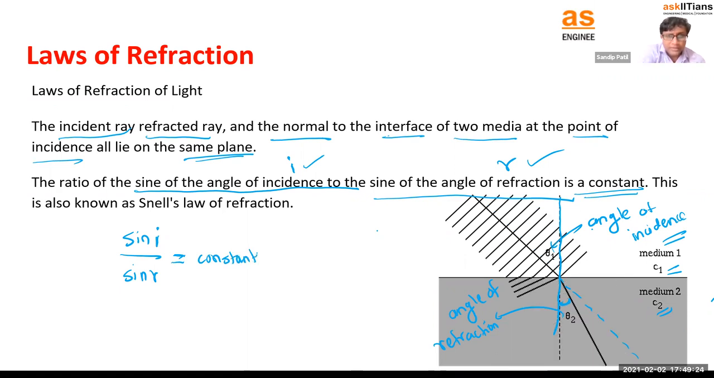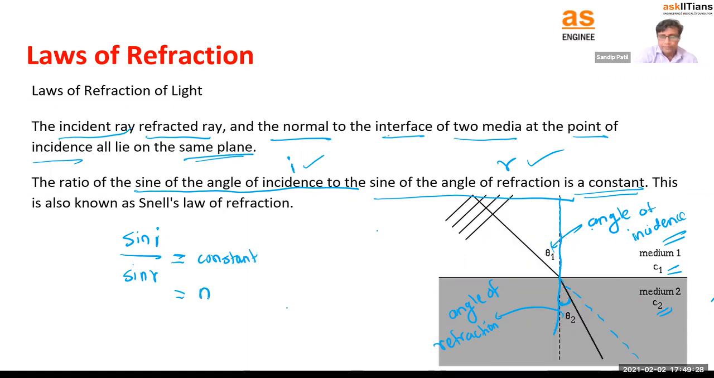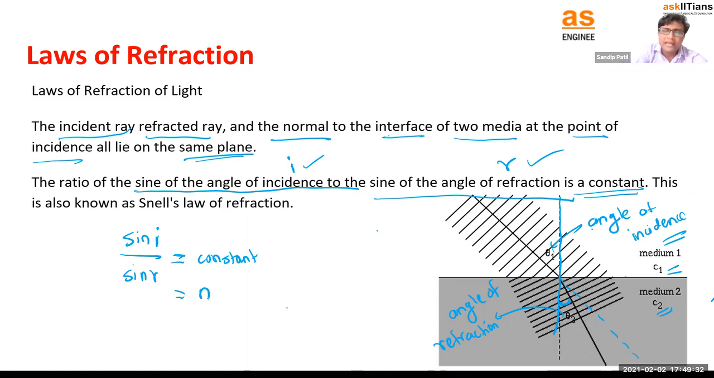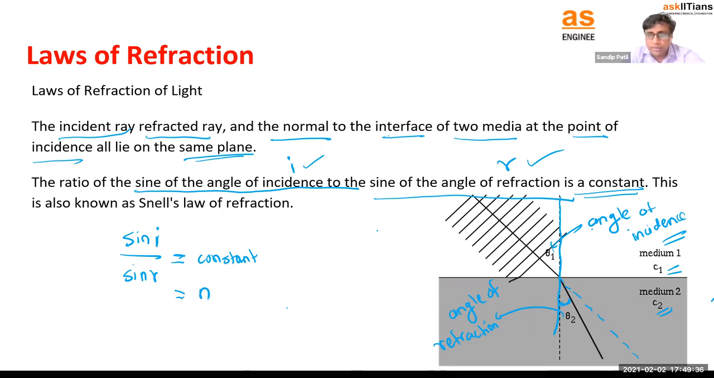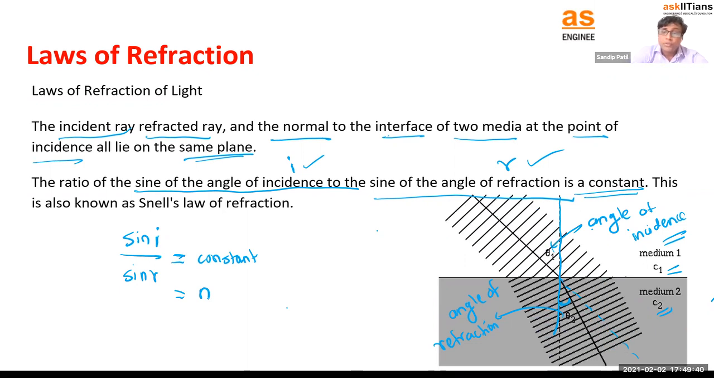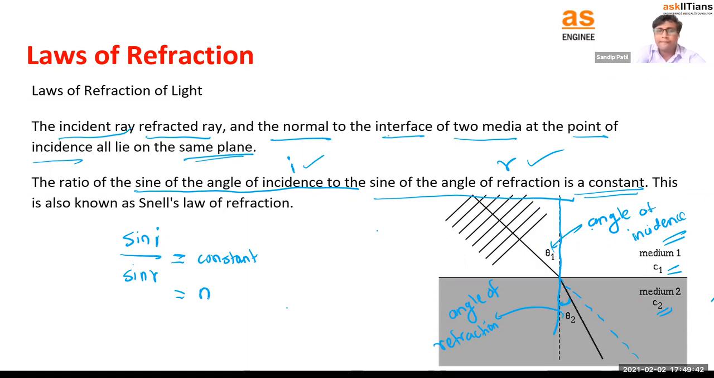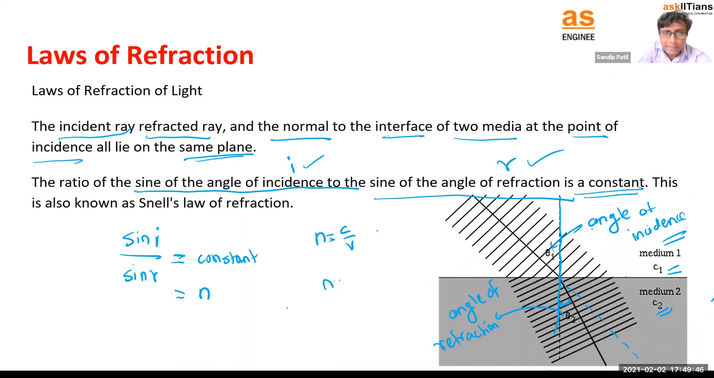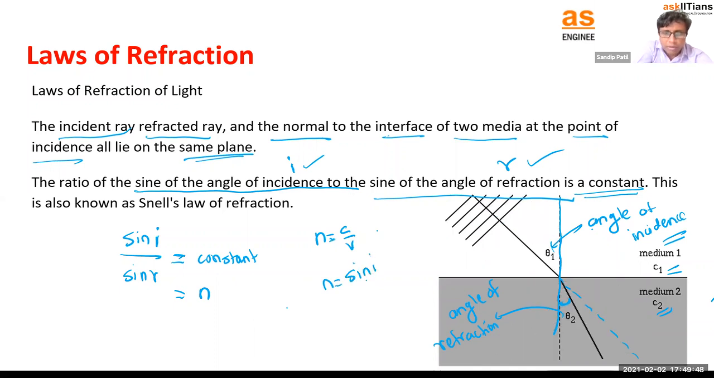Now remember, this constant is nothing but our refractive index, right? We have seen the refractive index in the previous slide. So I will have a very simple relation there: n is equal to sin I upon sin R. So we already have one formula for n. If you do remember, n is equal to c upon v, and we got another formula, n is equal to sin I upon sin R.